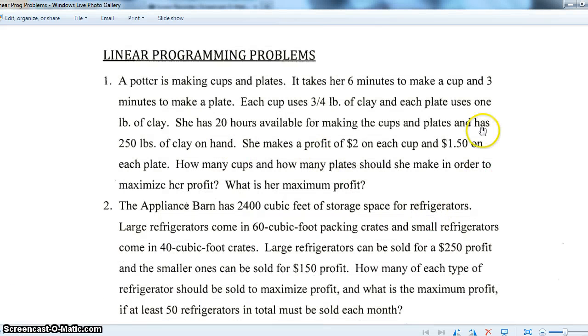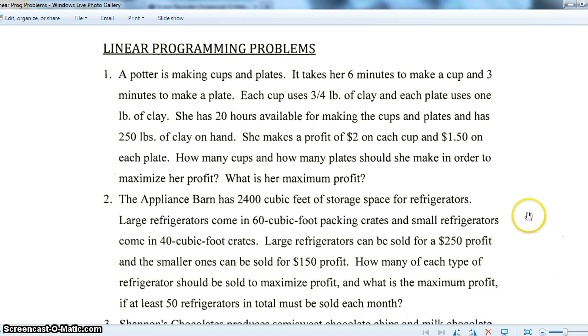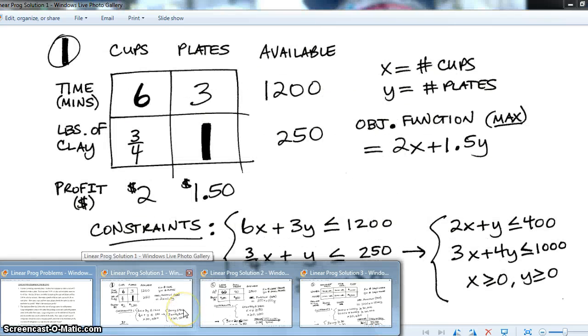Okay, so these are the linear programming problems on the worksheet that I gave out last week. I'll give you a second to read this first one. Maybe pause it if you need to read it. Okay, so here's the solution for the first one.